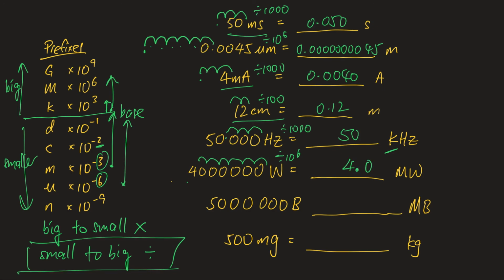Next one, 5 million bytes. You're going to change to megabytes here. So once again, divide by 1 million. Jump to the left 6 times. 1, 2, 3, 4, 5, 6.